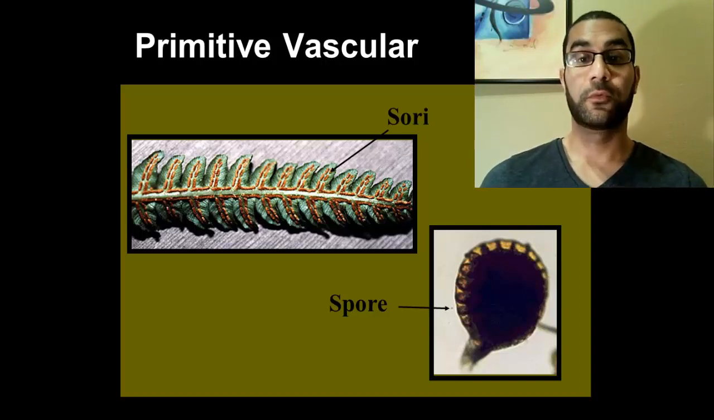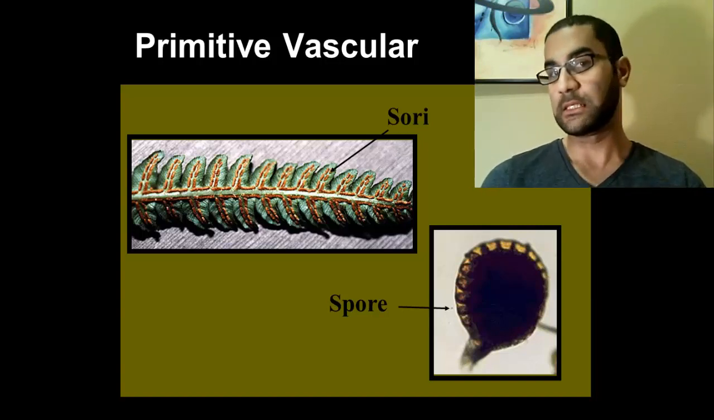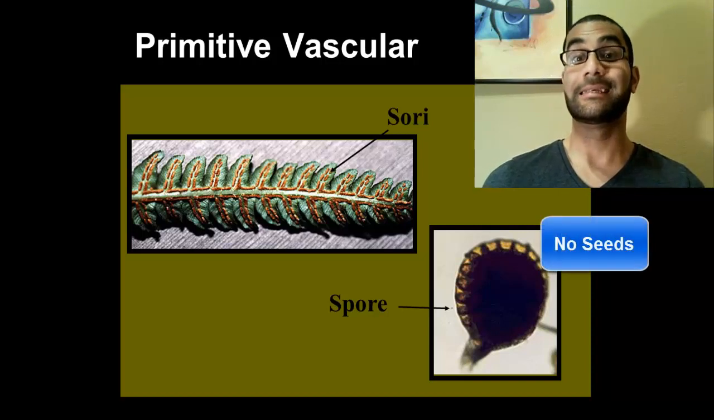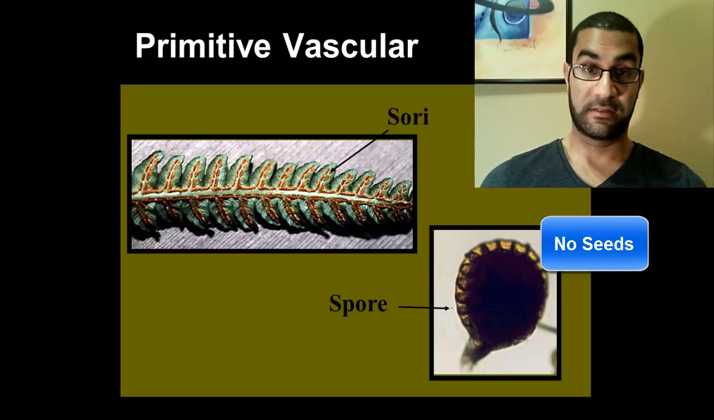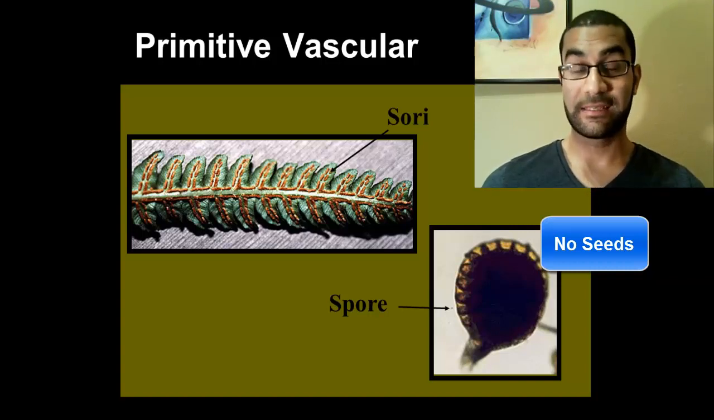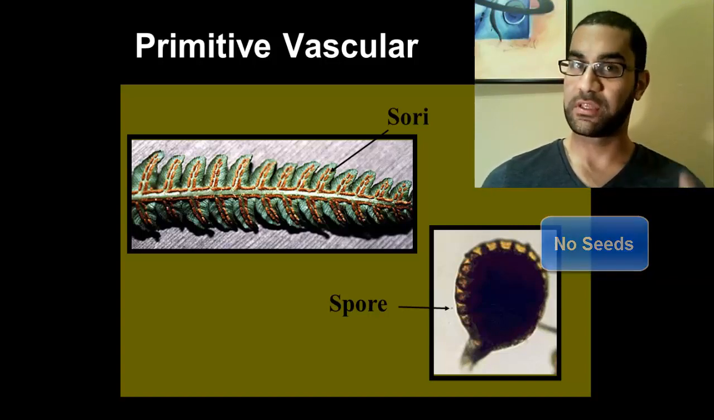So we call these primitive vascular plants primitive because even though they have vascular tissue, they still don't yet have seeds. That's the big thing. That's going to be the next big advancement. So vascular tissue is one major advancement, one major characteristic that came after the bryophytes, so that the rest of the plant kingdom has vascular tissue. The next one's going to be seeds.